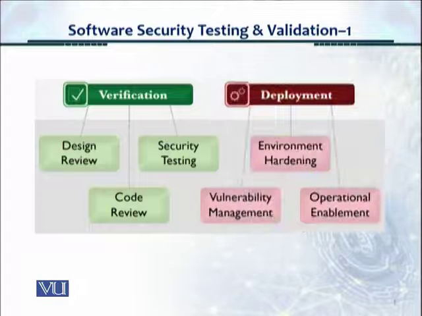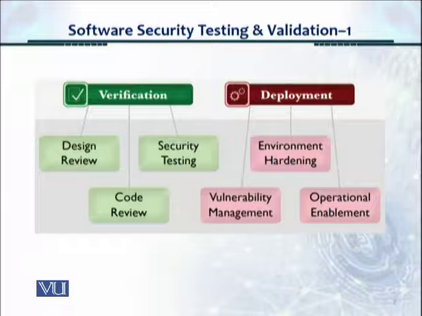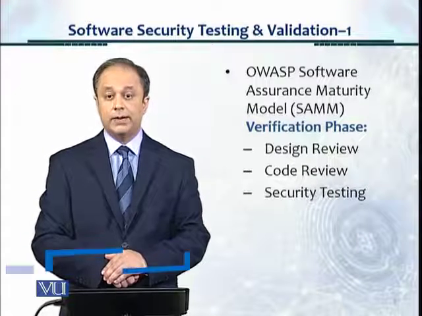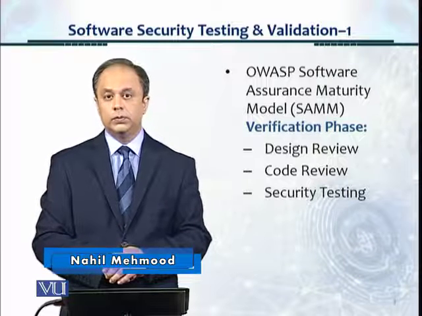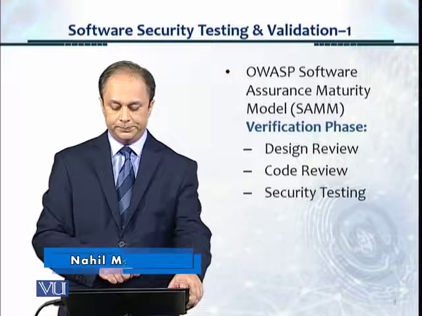Now, verification and deployment are linked together. Verification has three activities: design review, security testing, and code review. And then deployment also has three activities: environment hardening, vulnerability management, and operational enablement. So the OWASP Software Assurance Maturity Model SAM verification phase has three practices: design review, code review, and security testing. Let's talk about each one.